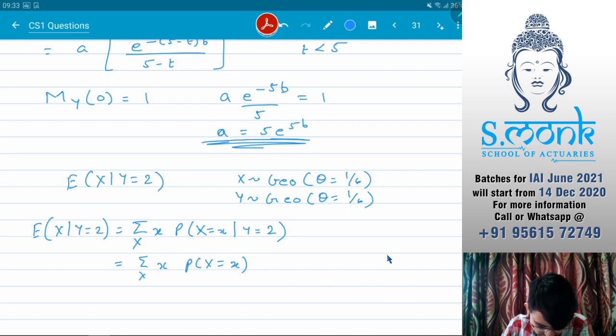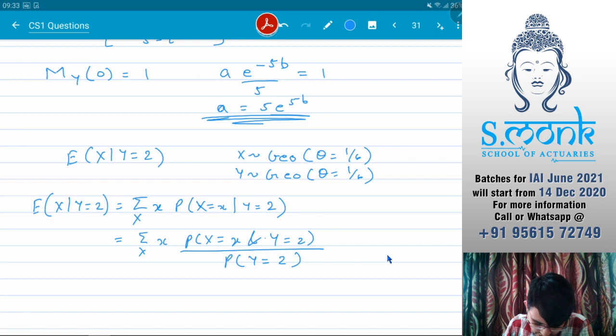Geometric. Expected value will be, now see, if I make it into a joint distribution, y is equal to 2 by probability y is equal to 2, these are independent of each other, and that is why x is equal to x. They are not talking about the same dice, right? They are just talking about two different rolls. Yes, sir.